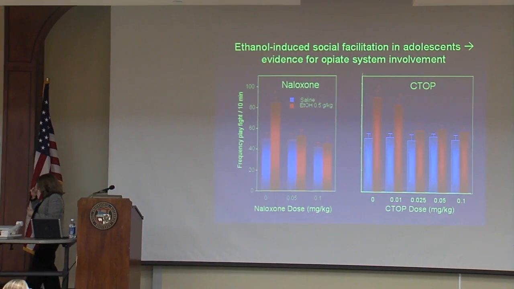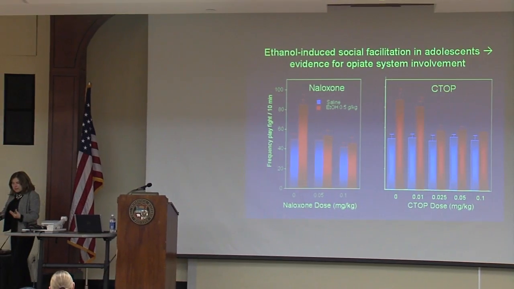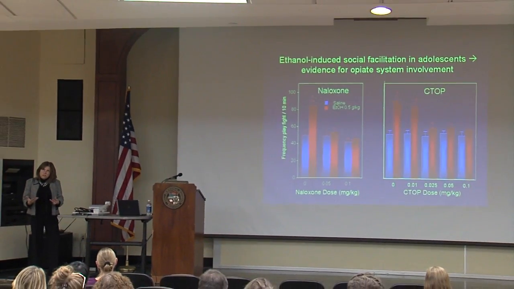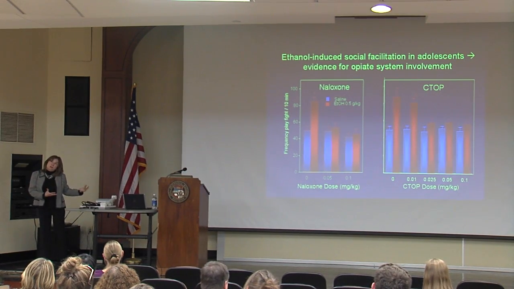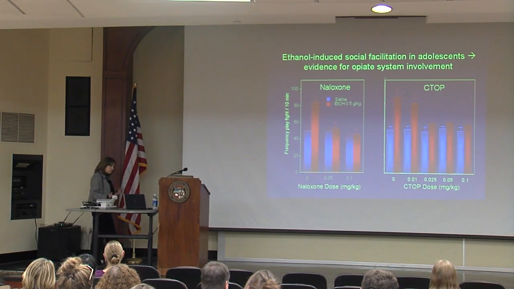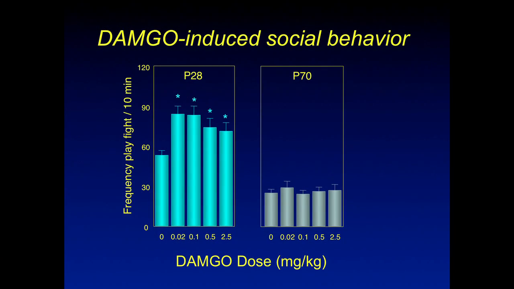Another way to look at it is that if ethanol-induced social facilitation has a strong mu receptor component, then if we give a mu agonist, we should be able to mimic alcohol and elicit social facilitation. And indeed, this is what we see with DAMGO as the mu agonist. We see a marked facilitation of social behavior in adolescents and not in adults. So again, we're seeing a very similar picture in adolescents and adults with the mu agonist as we do with ethanol.